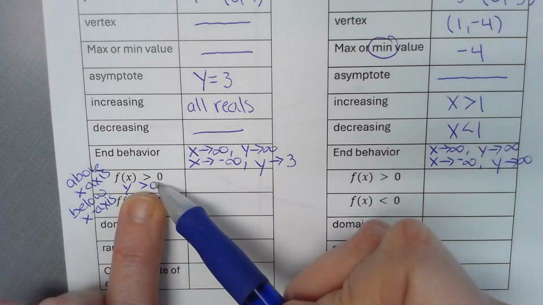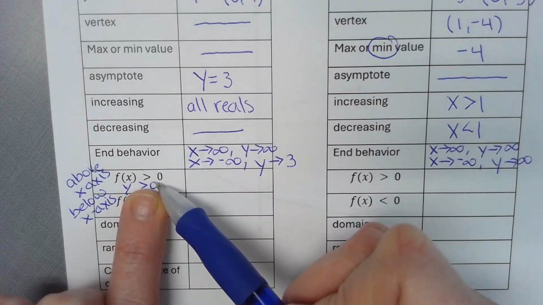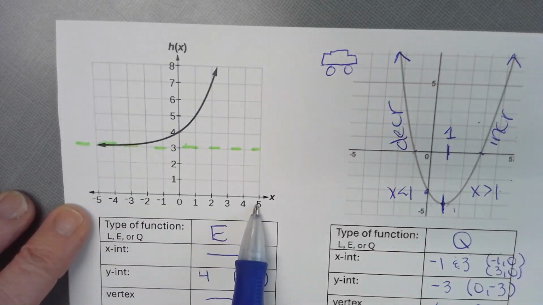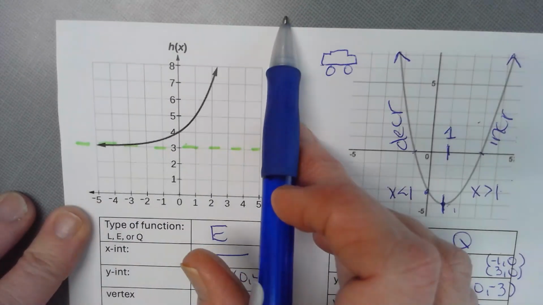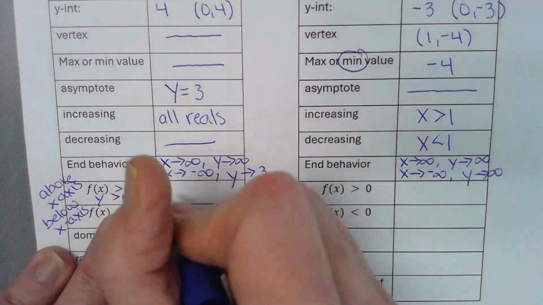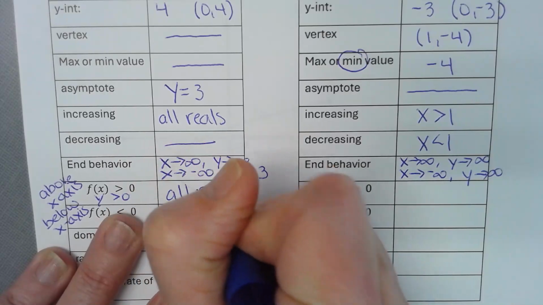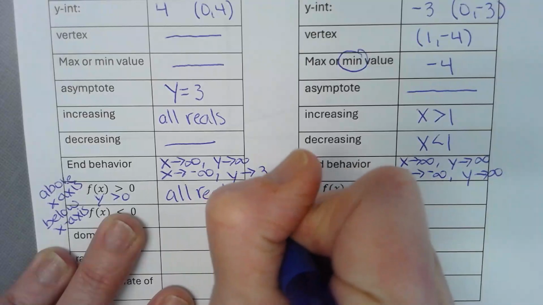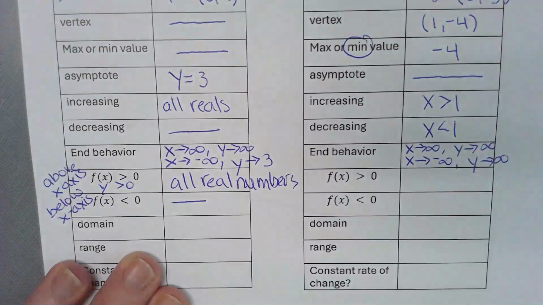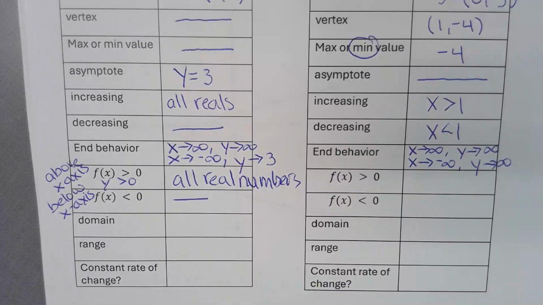So they're asking you what are the values of x where the curve is above the x-axis, where y is greater than 0. Well, y'all, right here's the x-axis. The entire graph is above the x-axis. All the x values are above the x-axis, from negative infinity to positive infinity. So, y'all, that is actually all real numbers. It's all the numbers. All real numbers. The entire graph is above the x-axis. Below the x-axis, you can put a dash because there is no graph there. The function does not exist below the x-axis. Okay?